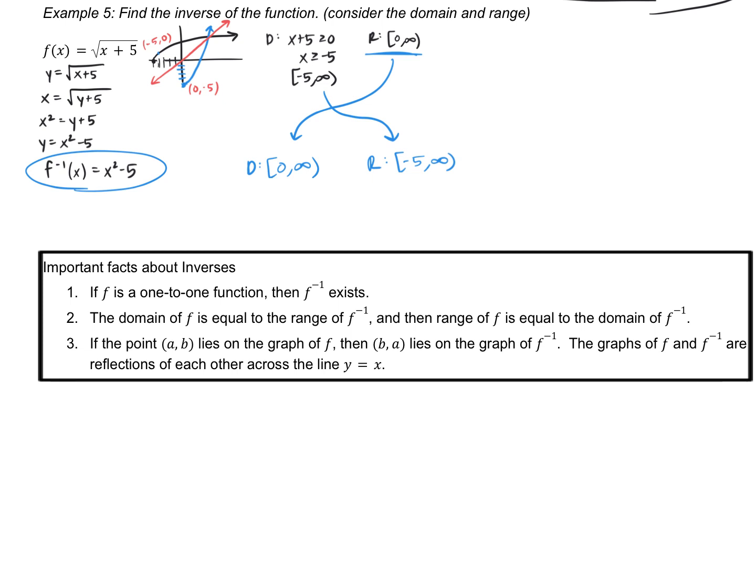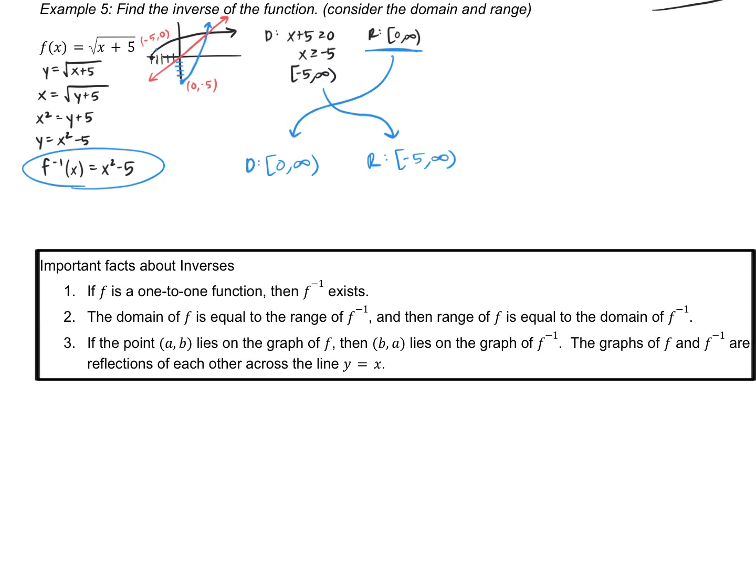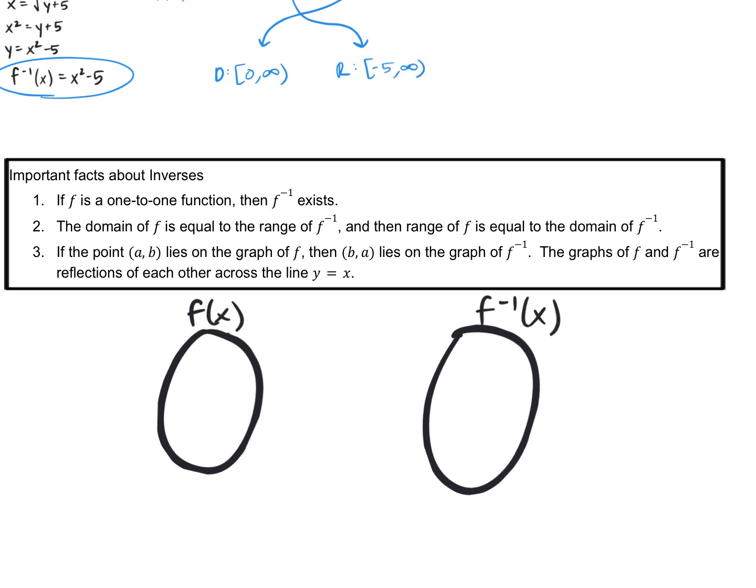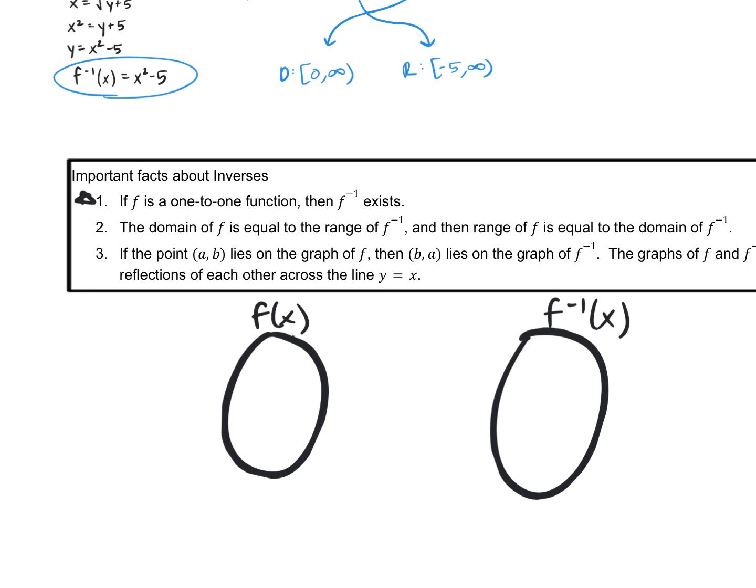Last thing, about just kind of your important facts. I'm going to draw a little picture here for you, okay? I've got my f of x function and my inverse function. This is your f of x. This is my inverse function. Okay, so important fact number 1 is if the function is 1-to-1, then the inverse exists. That's your first thing you got to check.